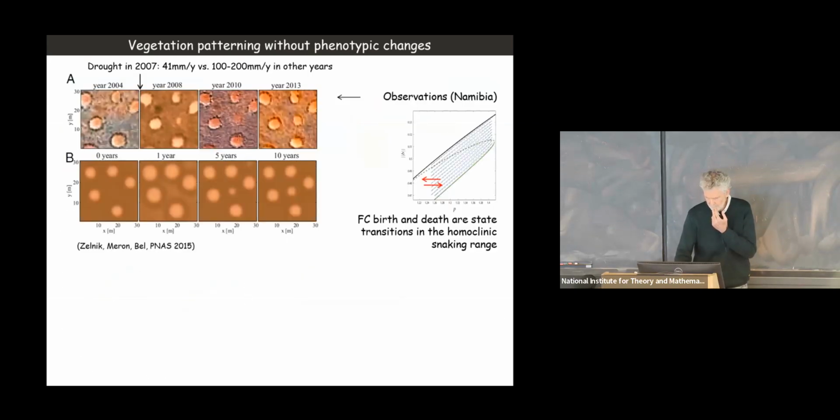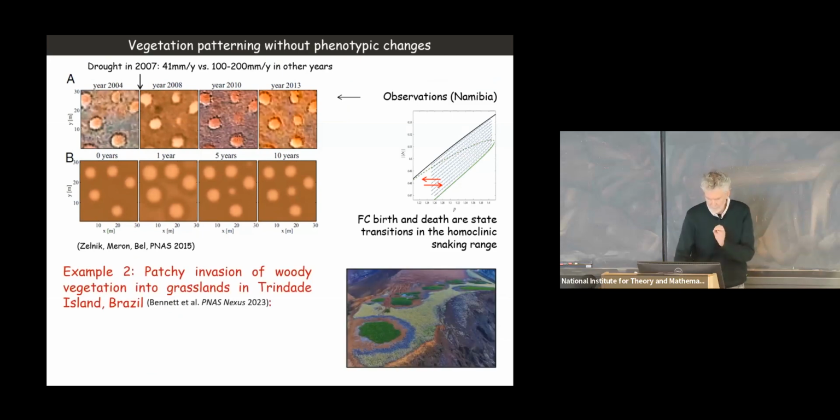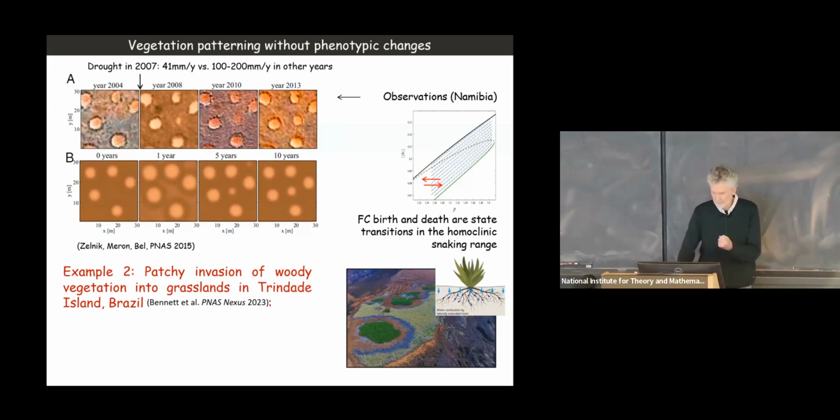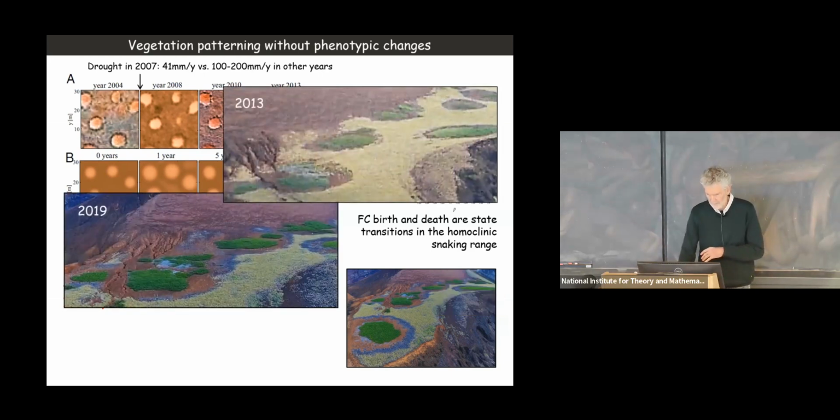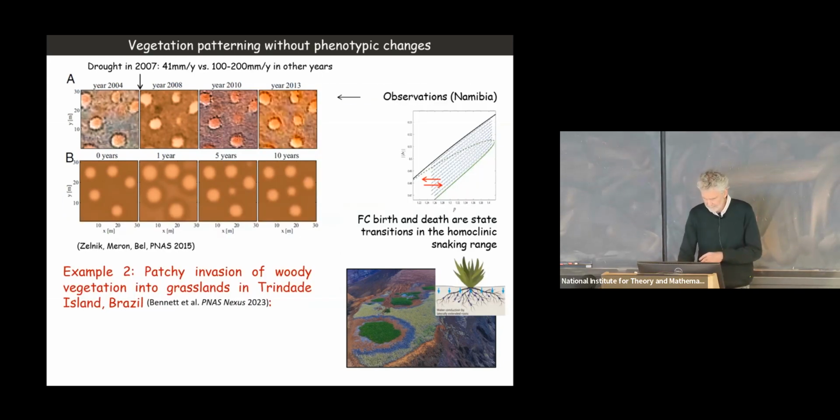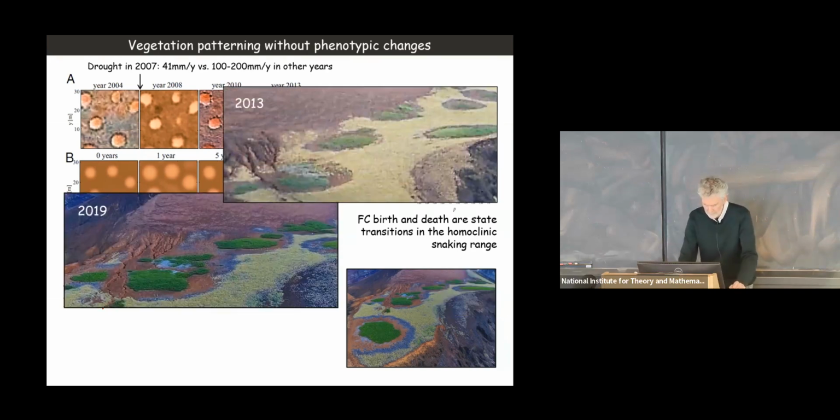Okay, and another example which I just mentioned very briefly is patchy invasion of woody vegetation into grasslands, this system that I mentioned in Trinidad Island. The nice aspect is that here we have laterally very long roots. And what you see, this is a blow up, a zoom in into the top region here. So you see that the woody shrub, the green patches, Guilandina, displaced the grass.